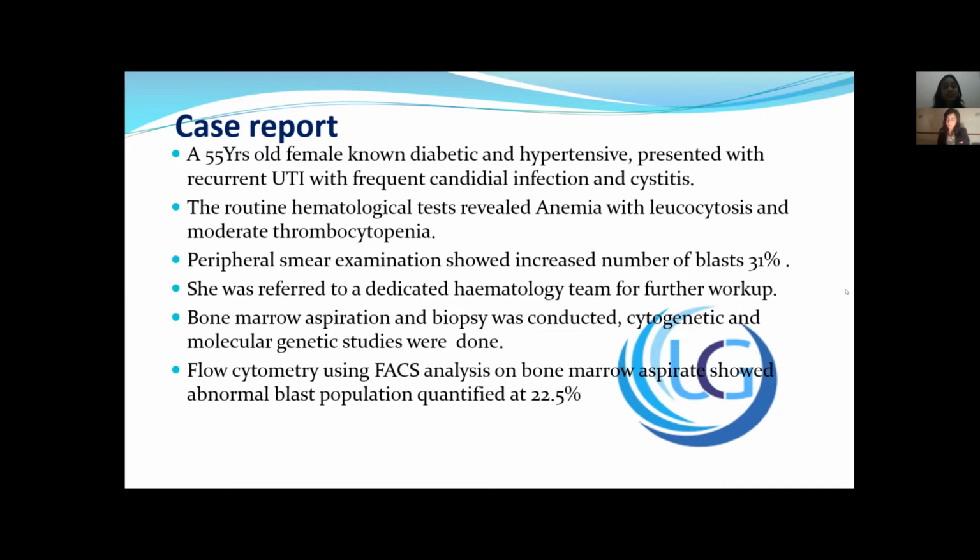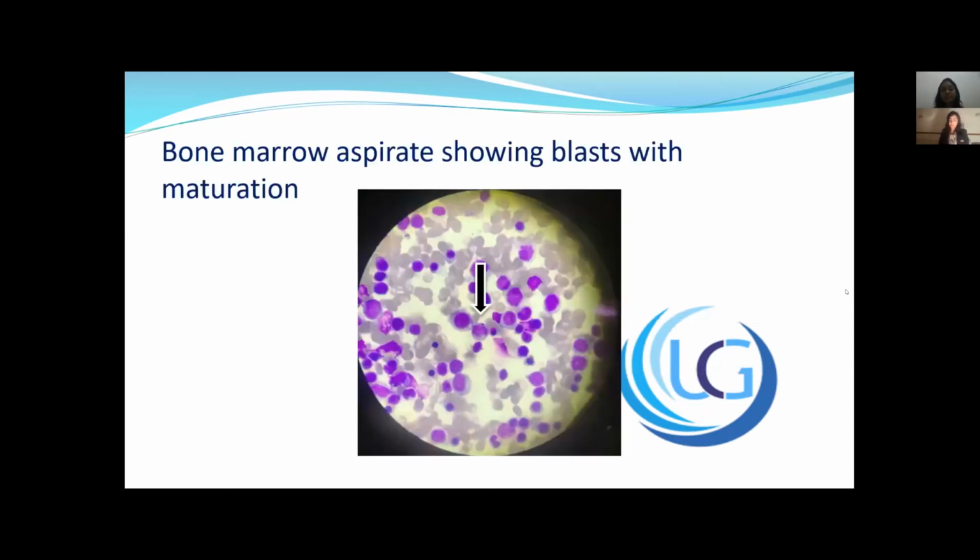Bone marrow aspiration and biopsy was conducted. Cytogenetic and molecular genetic studies were also done. Flowcytometry using FACS analysis on bone marrow aspirate showed an abnormal blast population of about 22.5%. This is a bone marrow aspirate picture showing blasts with maturation, and the arrow showing Auer rods, which are acidophilic granules, which are present only in myeloblasts and not in monocytes.